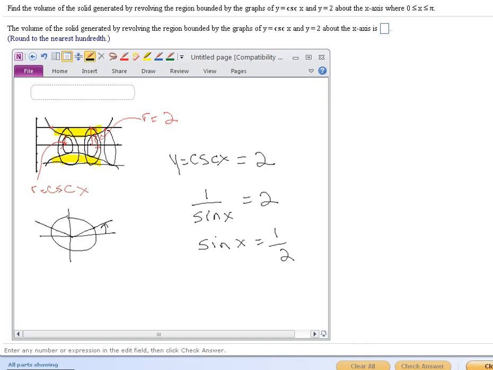This angle, if you look on your unit circle, is pi over 6, and this angle right here is 5 pi over 6. So those are going to be your limits of integration. This is true when x equals pi over 6 and 5 pi over 6. Now, there's infinitely many places where the sine of x is equal to 1/2, but I have to stop because I'm going to run out of time, but I'll pick this up in just a second.